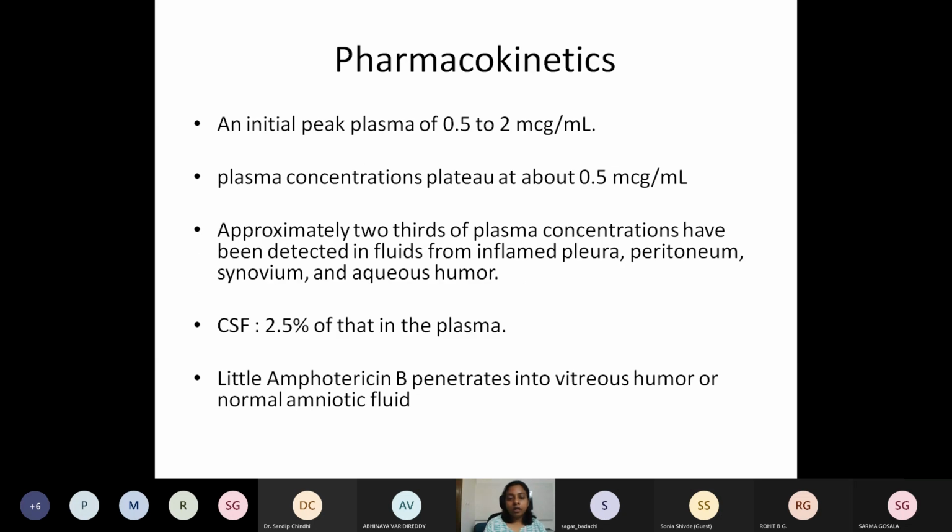When there is an initial infusion of amphotericin, a peak is attained in the plasma of 0.5 to 2 micrograms per ml. After that, there is a rapid distribution, and because of the distribution, the plasma concentration drops to 0.5 microgram per ml. It can be detected in pleural fluid, peritoneal fluid, synovial fluid, and also aqueous humor. Although the penetration into the CSF is only 2.5%, it still does have good activity against infection in the CNS, that is meningitis.